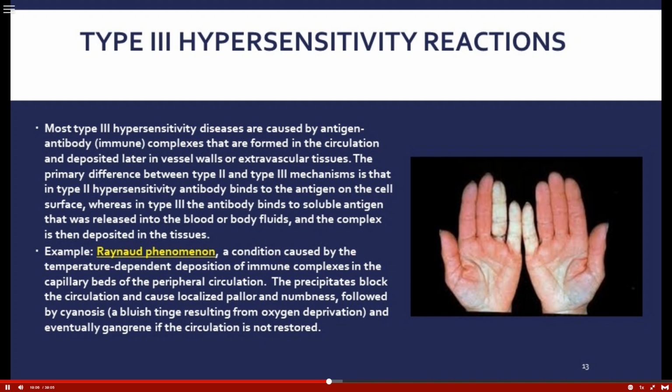And so you might have heard this. It's called the white, blue, and red disease because at first there's pallor because it's lacking that circulation. Pretty soon no oxygen's getting into it, and so then it turns blue. Finally, once circulation is restored, then they come back with sort of a real red, ruddy color. So that's a great example of how those complexes get deposited within a tissue.